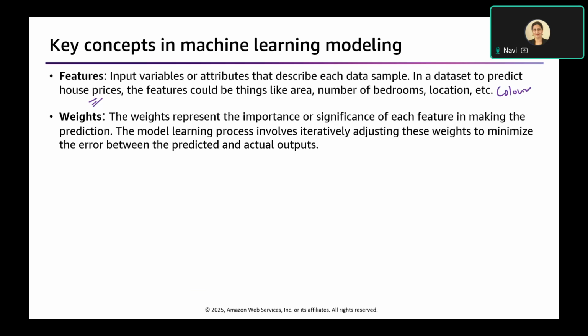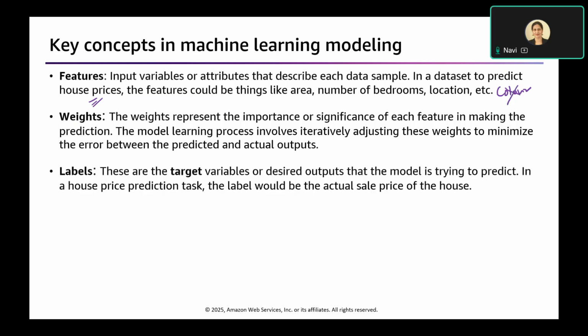Then we have weights. The weights represent how important each of these features is for making a prediction. When machine learning is going on, it adjusts these weights during training to try to minimize the errors. So while the machine learning was going on for this house price prediction model, it realized that color is not contributing to the price prediction. So let's give it a low weight.